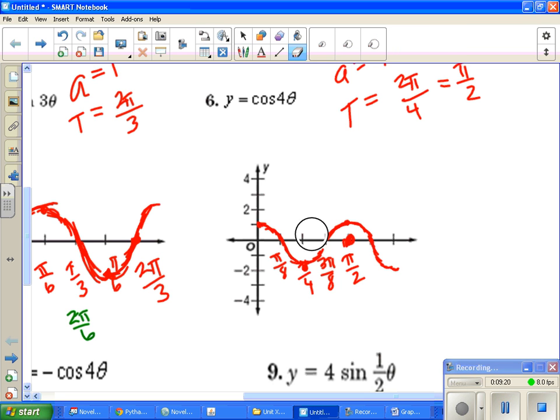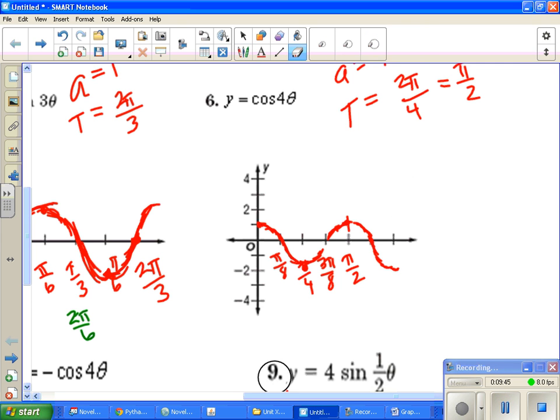Now, what's key here is all in how you label the x-axis. Because as you can imagine, after pi over 2, it's going to keep repeating, right? So really, it's doing that whole period, which is normally in 2 pi, and it's doing it in a quarter of the time. All right.